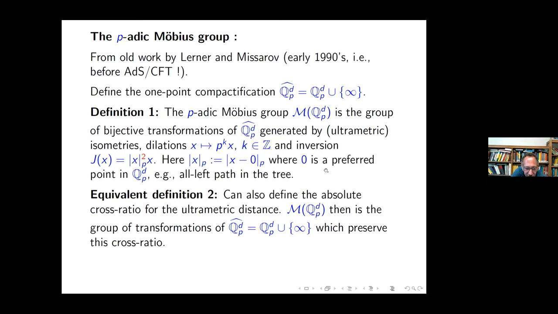And another definition is exactly as before. You define the cross ratio, but where you use the ultrametric instead of the Euclidean distance, and you ask for bijections which conserve the cross ratio, and it's exactly the same group. Okay, so same thing.